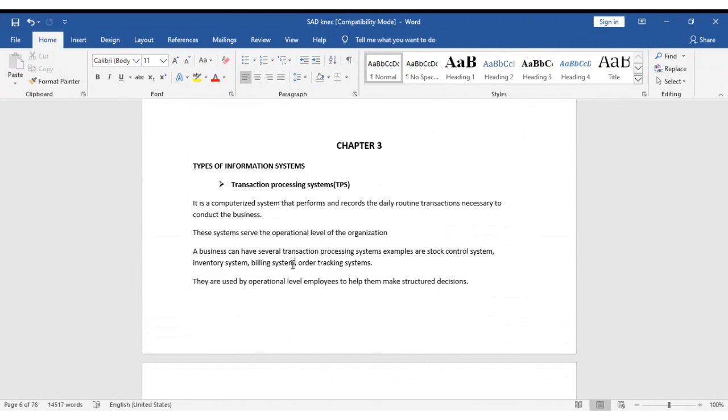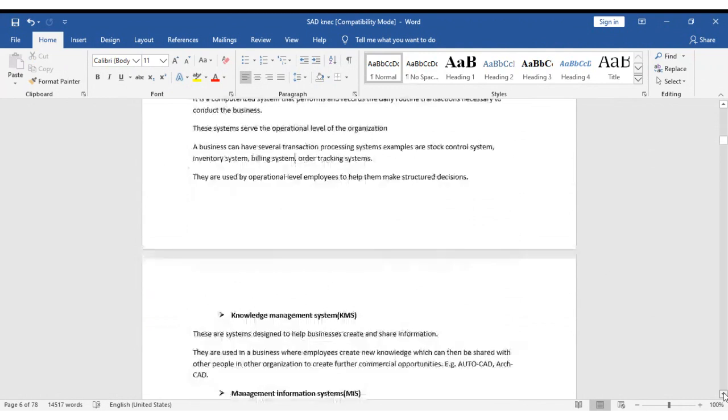Examples are a stock control system. They are used by operation level employees to help make structured decisions. Then we have knowledge management systems.